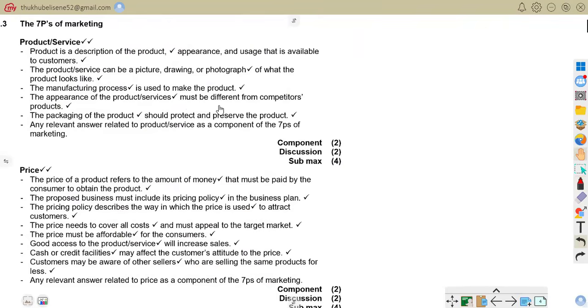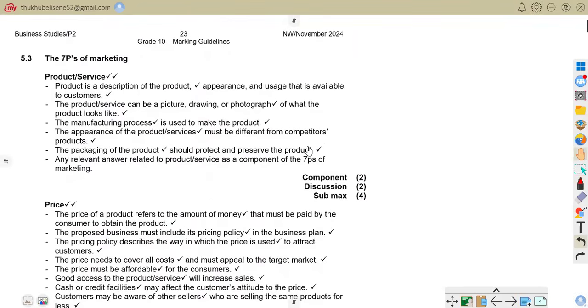So now let us move on. Now we are on 5.3, whereby it's another aspect that we are asked to talk about: the 7 P's of marketing.